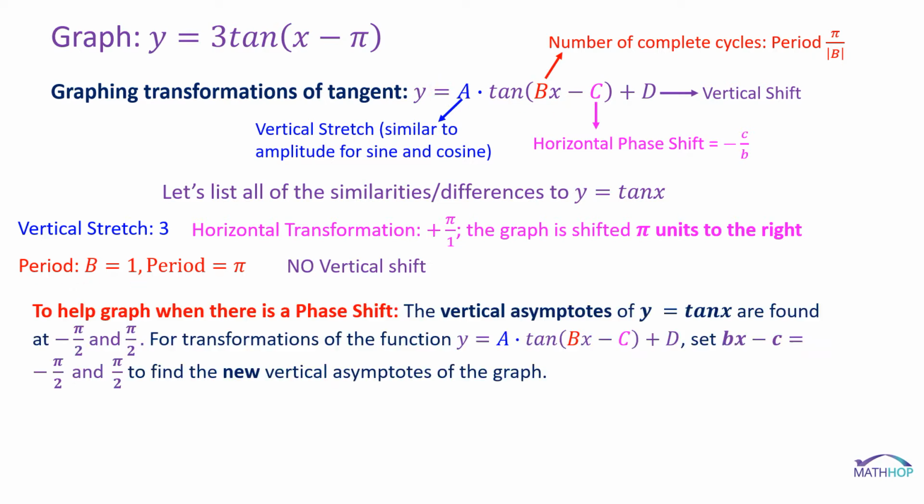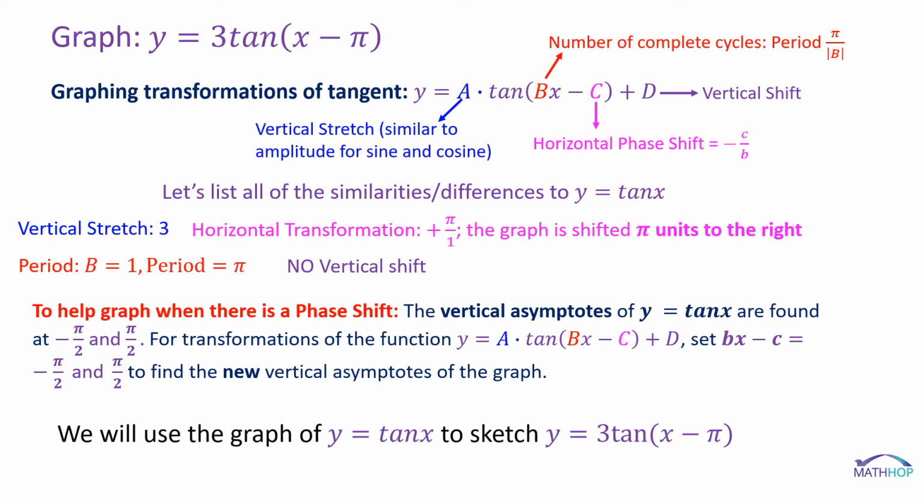So to help graph, when there is a phase shift, we're going to say, I know the parent function has asymptotes at negative pi over 2 and pi over 2. So what I'm going to do is take what's in the parentheses. I'm going to take x minus pi and set it equal to negative pi over 2, and x minus pi and set it equal to pi over 2 to find the new asymptotes, right? You take what's changing, set it equal to the old asymptotes, and you get your new asymptotes.